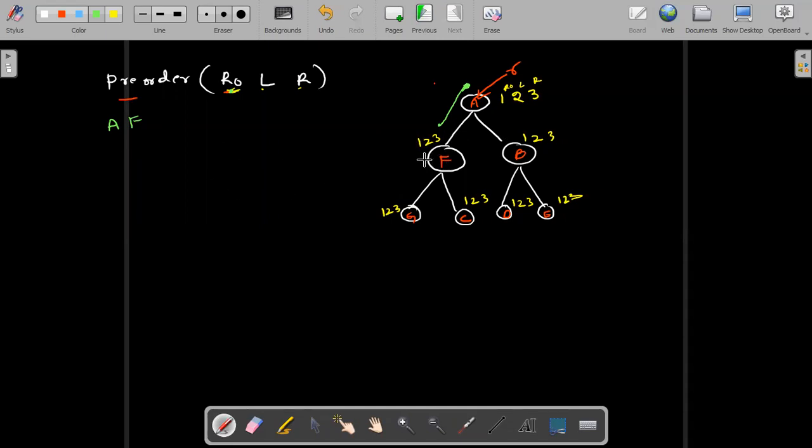Again, it will go to the left side. I come to the left side. Again, it is a root, so I will print that one, G. And again, go to the left. Is there any left? No left is there.